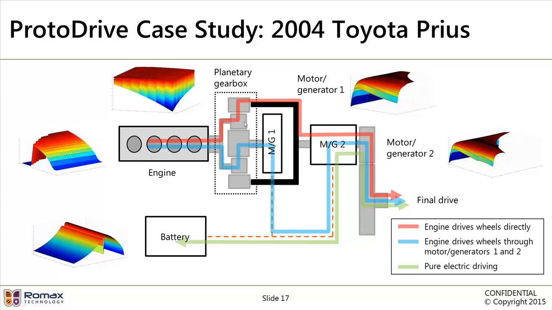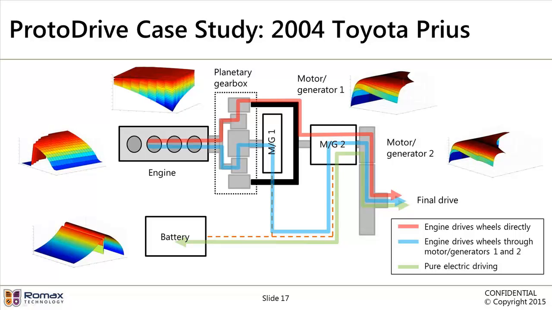The planetary gear set here splits the power between the engine and the two motor generators. We use a control strategy to determine how much of the power demand should come from the engine, how much from the battery, and we choose the power split that gives the best overall system efficiency.